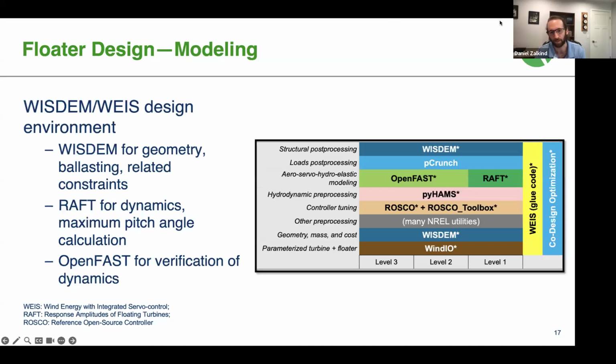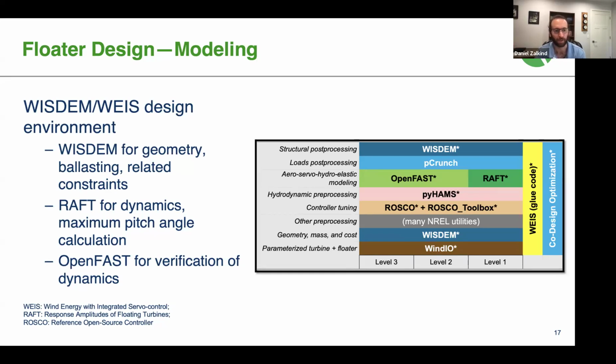The way it works is we weave our way through this WISDEM stack from the bottom to the top. We start with our WindIO parameterized turbine and floater. We take everything that Pietro and Frederick talked about, from the blades to the tower, and put that all into this turbine. WISDEM converts it into something with mass and cost. There are a number of other pre-processing tools that give us our thrust surfaces and power surfaces, which we can then use to design our controller and also do our modeling.